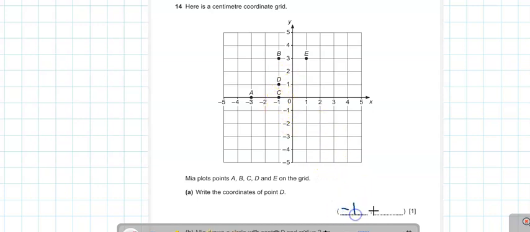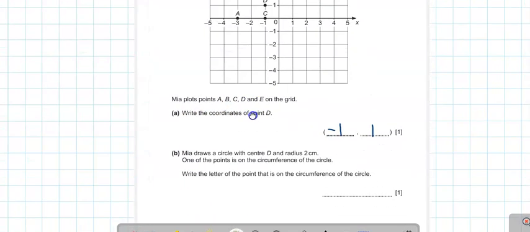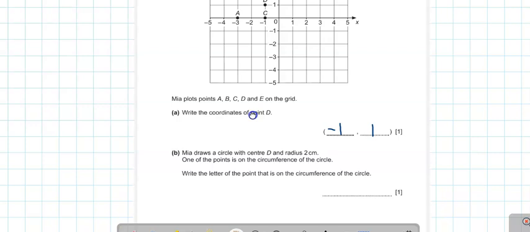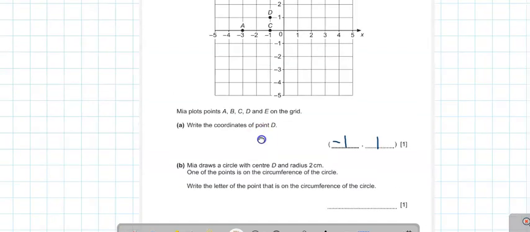There is a common mistake. Some people say 1 and negative 1. And this is marked as a wrong answer. You have to write the x-axis first. The second one, maybe draw the circle with center D and the radius 2 centimeters. One of the points is on the circumference of the circle. Write the letter of the point that's on the circumference.